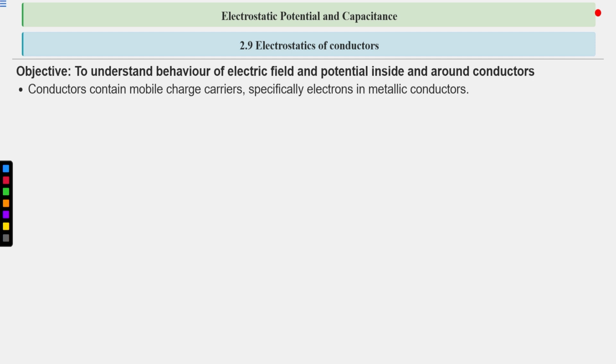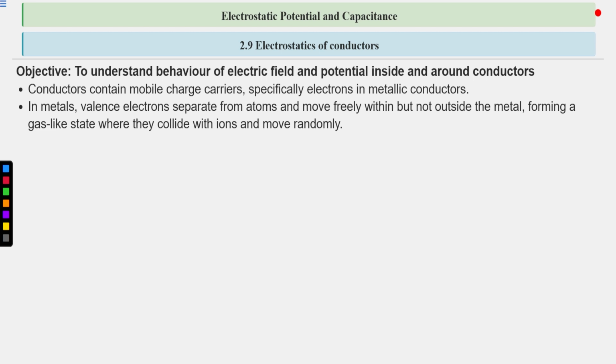So these conductors contain mobile charge carriers. In metals, that are electrons. In others, like electrolytic solution, what are the mobile charge carriers? Positive and negative ions. So we are only restricting our discussion to metals only. So it's specifically electrons in metallic conductors. So in metallic conductors, there are valence electrons that are loosely bound to the nucleus. So they are the mobile charges.